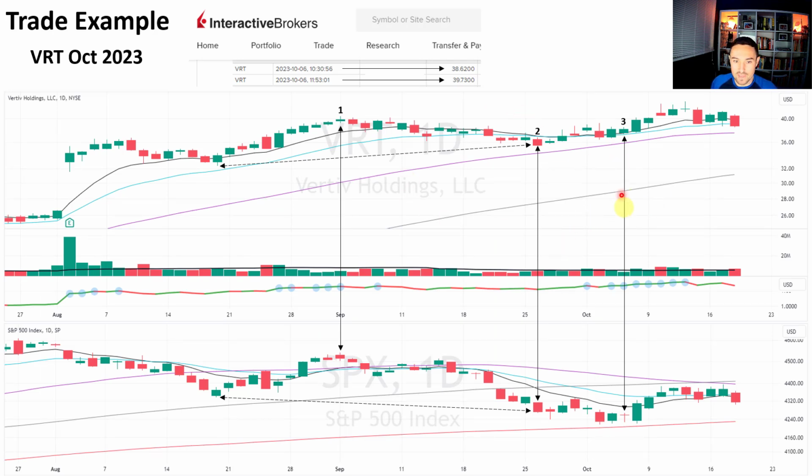So this one here, this is VRT. The entry is here, coming through the high of point number 3. Okay, so the entry is at 38.62, and then I free roll it at 39.73. Now I'm being quicker to free roll in this market because it is what I deem to be a choppy, hostile market environment. So I'm much quicker to free roll.